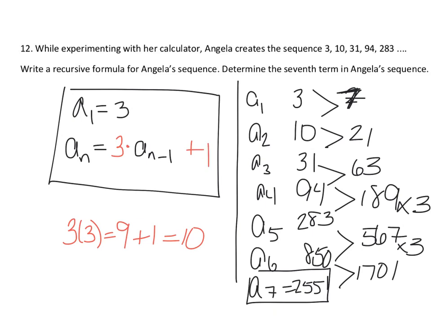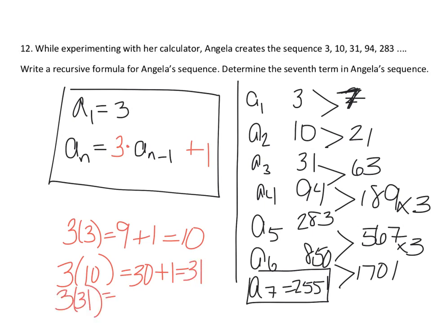So let's see if this pattern continues. Let's say I took 10 and multiplied that by 3 and I got 30. Well, if I add 1, I get the 31 term. And if I multiply 31 by 3, I'll get 93, and if I add 1 there, I get 94. So the pattern makes sense. It's continuing to get these terms here. So if I kept going and doing 3 times the previous term plus 1, I would create the pattern that's occurring. There's my recursive formula, there's my 7th term, and that's how you answer this question.